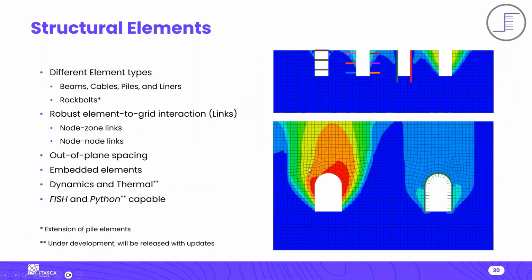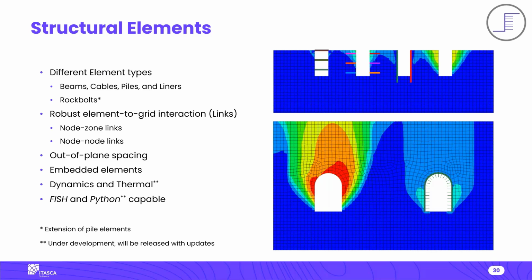Okay, moving on. My next topic, I'm going to discuss our structural elements in FLAC2D. In FLAC2D, we have four main types of structural elements. They're called beams, cables, piles, and liners. We also include a structural element called block bolts. They're an extension of piles, but they're not one of the main structural elements we have in FLAC2D.